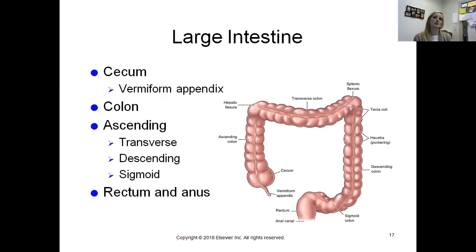Then we move to the large intestine. So remember we labeled number 9 here as the cecum.